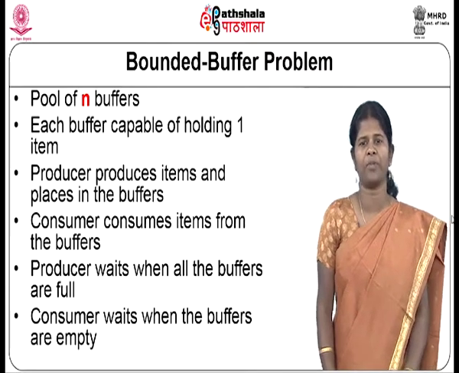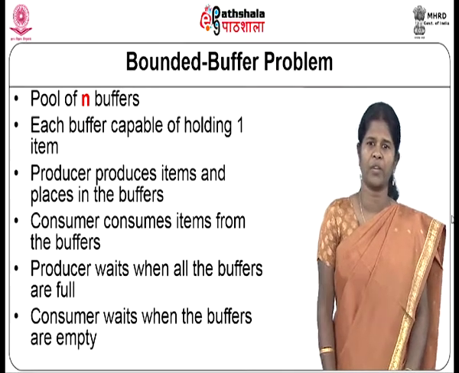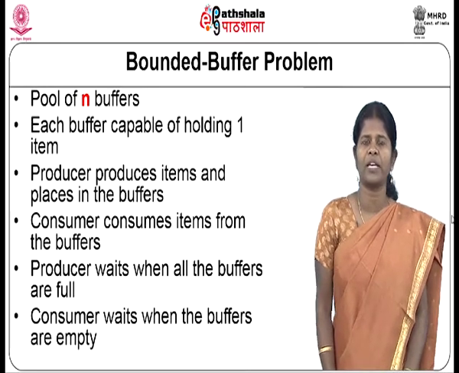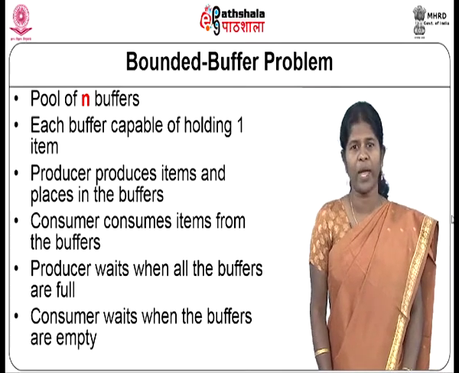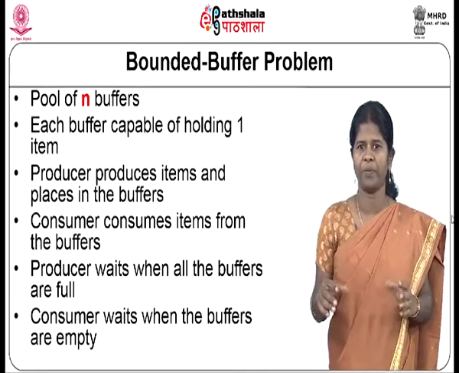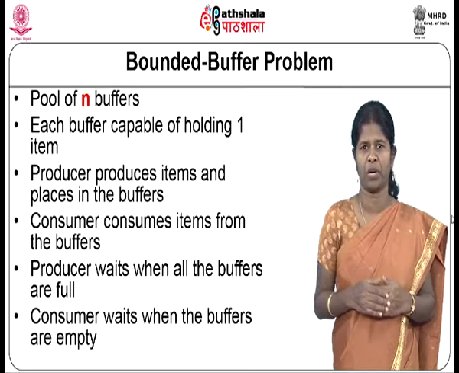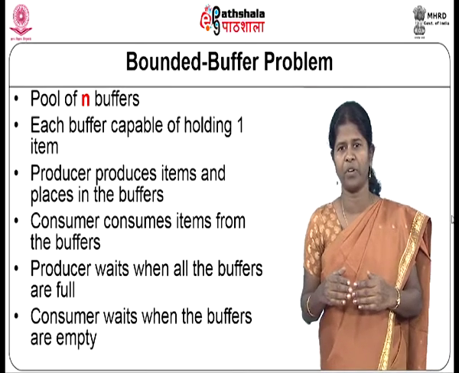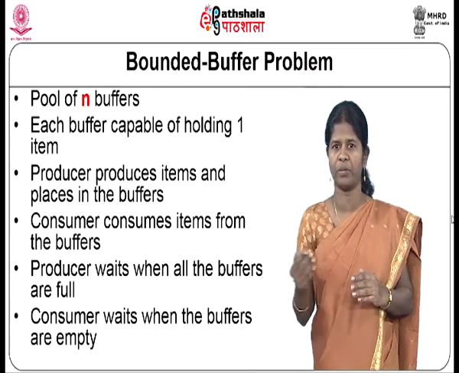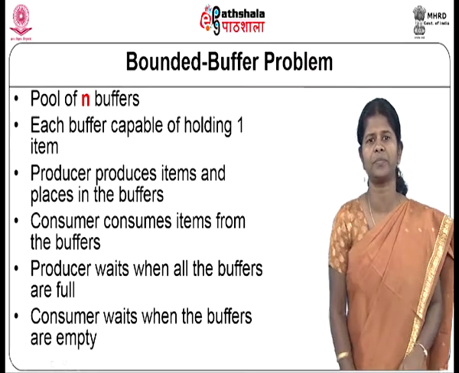Now, this is the problem. You have a common buffer which needs to be shared between the producer and the consumer process. So, we will see how this common buffer is shared between them. Why is synchronization needed in this situation? The common buffer should not be accessed at the same time by the producer as well as the consumer. When the producer is placing an item in the buffer, that should be done atomically. Very similarly, when the consumer is consuming an item from the buffer, that also has to be done atomically. So, how is this done?